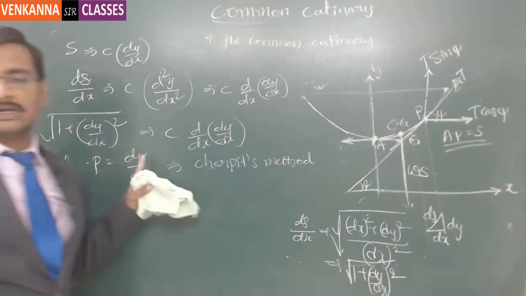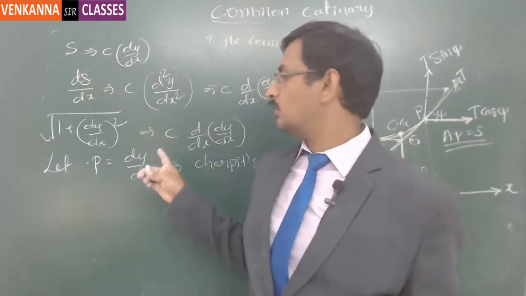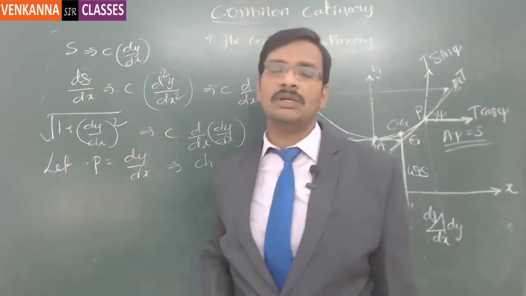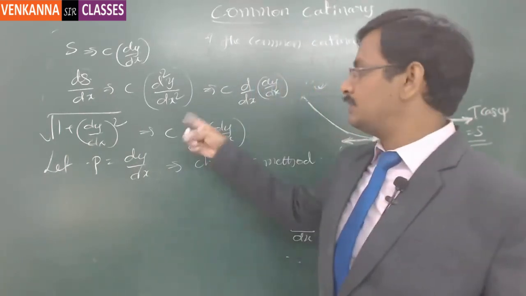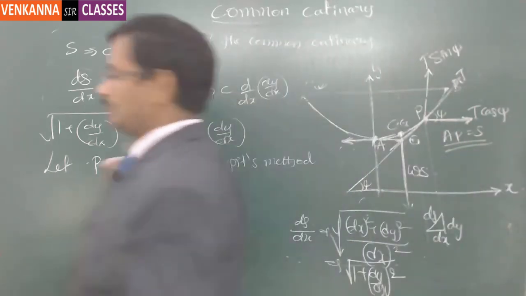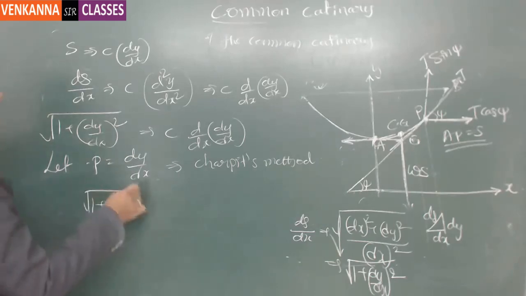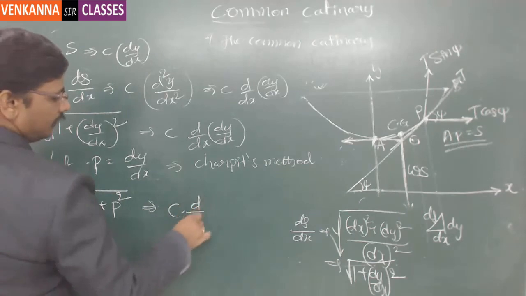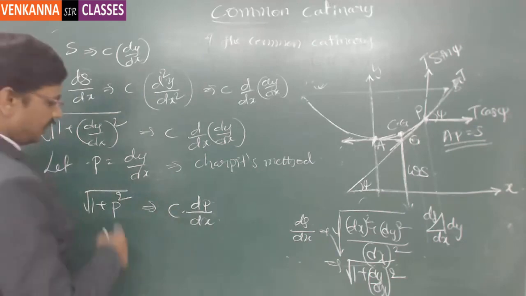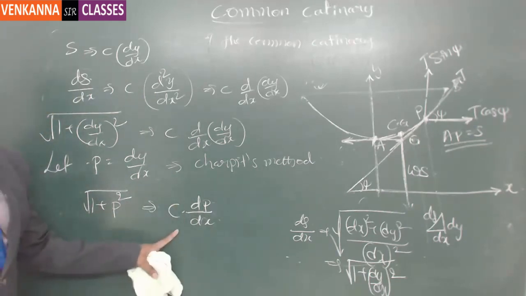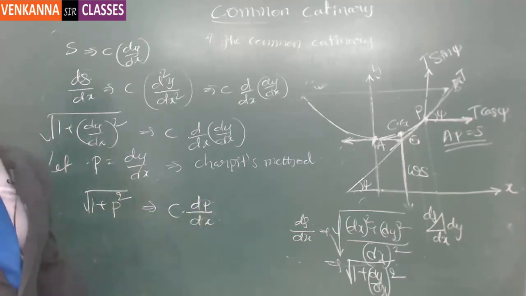Here, if you notice, these are non-linear differential equations, which we are going to solve now. This is out of syllabus for UPSC, but for understanding the common catenary, we have to adopt this method. So square root of 1 plus p square is equal to c times dp by dx. Now if you notice this, you can solve it. This is a first order differential equation. Here p and here p. So dp by dx is there, you can easily solve it.